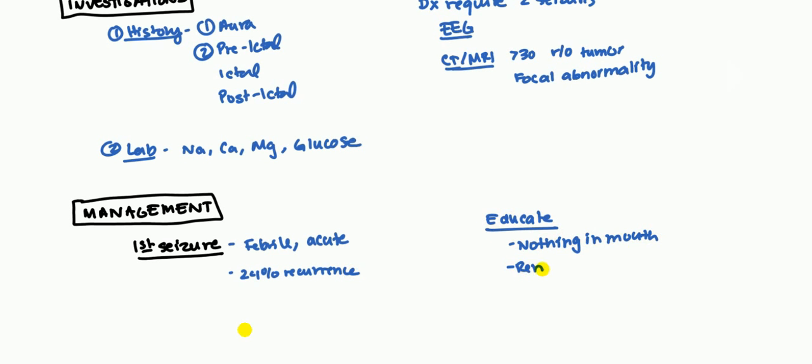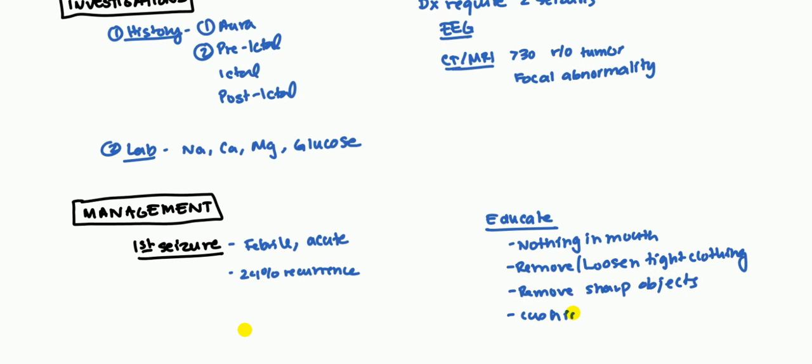You do want to try and remove or loosen up any tight clothing because that can constrict certain areas and then cause damage there. Remove any sharp objects nearby or heavy objects that might fall on them, and you do want to watch their head. You want to try to cushion their head, put a pillow under it or around it to protect their head so they don't get any type of head trauma.